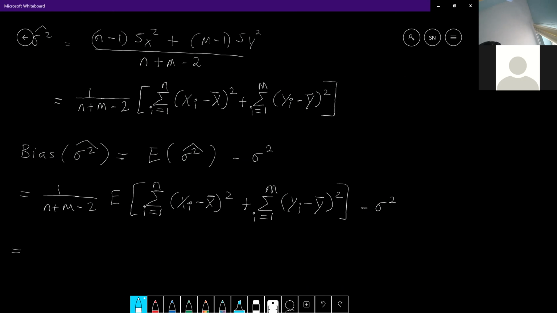Okay. Now, I'm going to do a trick here. What I'm going to do is multiply the outside term by sigma squared, which is the population variance, and divide everything inside by sigma squared.